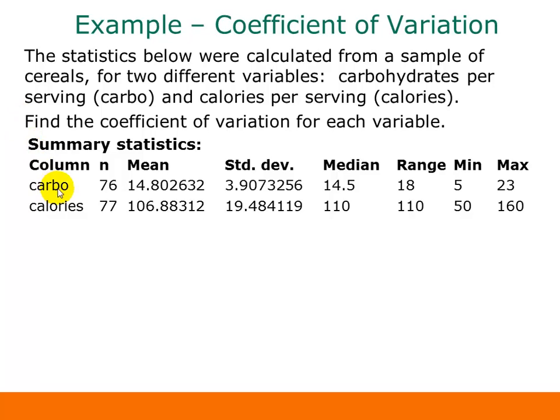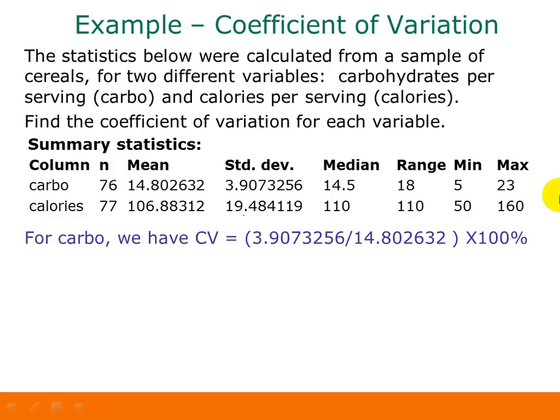Now if we look at just the standard deviations and the ranges for these two variables, since the standard deviation for calories is much larger, that might make us think that this variable had much more dispersion than the carbo variable. But what we're going to do here is look at that standard deviation as a percentage of the mean, which will let us compare the two much better.